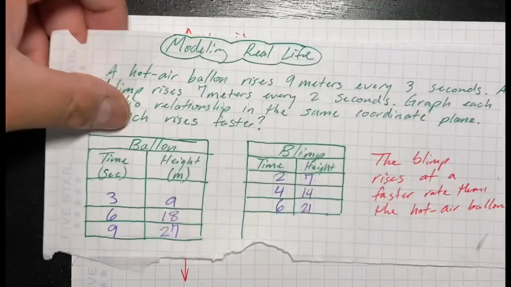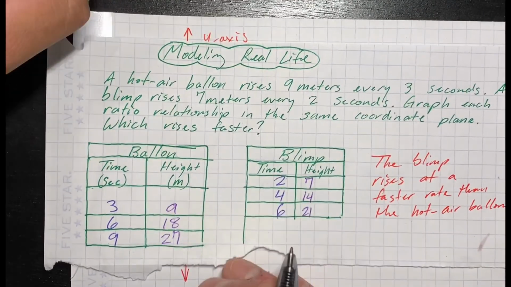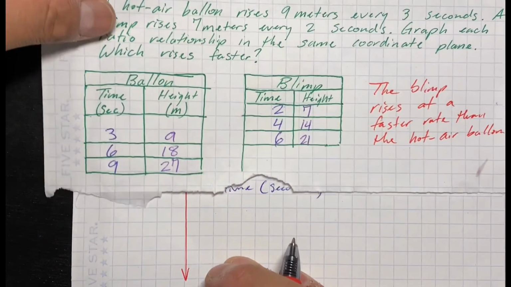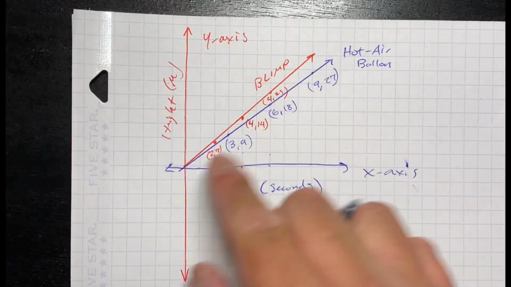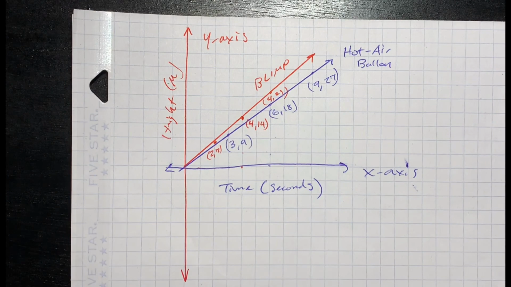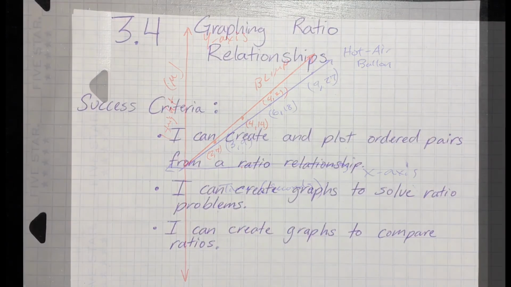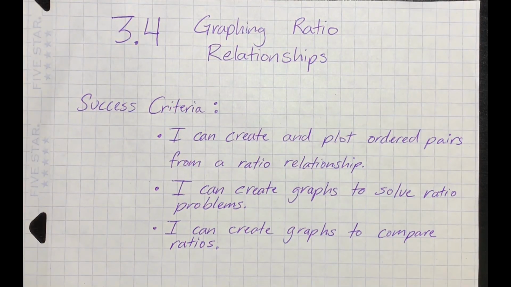Now remember, what we're doing is we're comparing two different ratios, and we plotted and graphed both of those ratios on a coordinate grid. Alright, so hopefully this helps. Alright, to recap 3.4, graphing ratio relationships. By now, you should be able to create and plot ordered pairs from a ratio relationship. And you should also be able to create graphs to solve ratio problems. And lastly, create graphs to compare ratios.